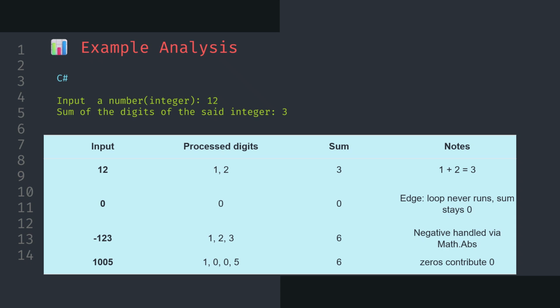Here are several test cases. Notice, zeros inside the number do not affect the sum except contributing a 0. 0 itself returns 0, so the loop does not run. Negative inputs are handled by Math.Abs, so negative 123 yields the same result as 123. Try a few extra inputs to get comfortable with the extraction pattern.